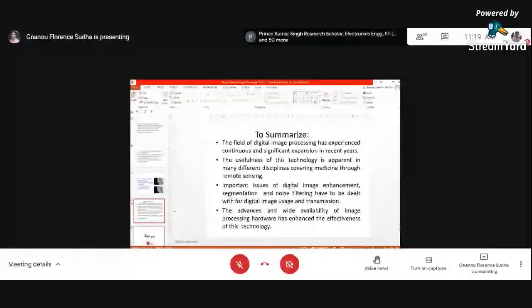I have just given you a bird's eye view of what an image is and what filters are used for images, specifically for noise reduction, image enhancement, and image restoration as applications. So I thank you one and all for your patient hearing for this one hour of lecture.